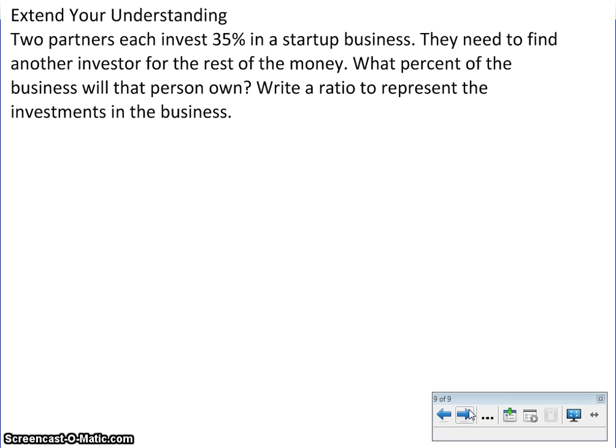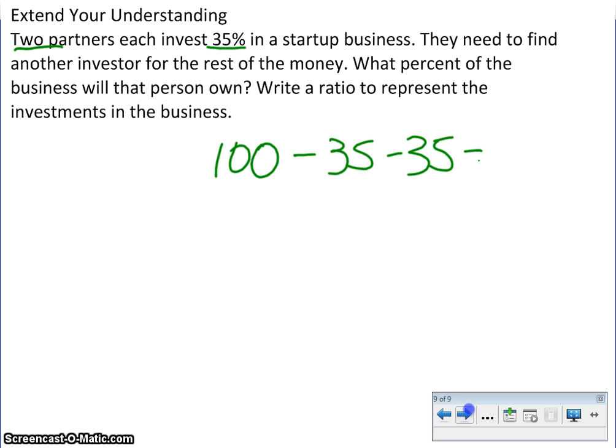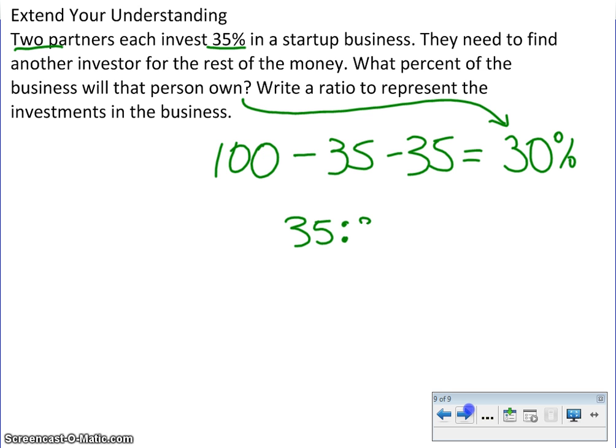Well, I know that the business, when it comes to a whole, is 100%. I know that 2 partners each invested 35%. So if I subtract 35 and then subtract 35 again, I find that that third partner will have 30% of the business. So that answers this first question. They will own 30%. Now it asks us to write a ratio that represents the investments. Well, the first partner owns 35%, second partner owns 35%, and the third partner would own 30%.